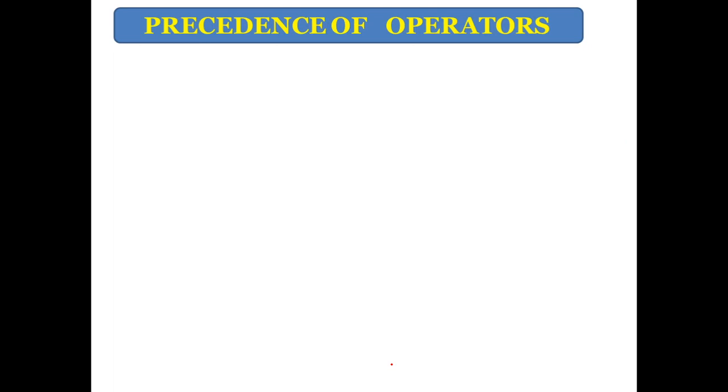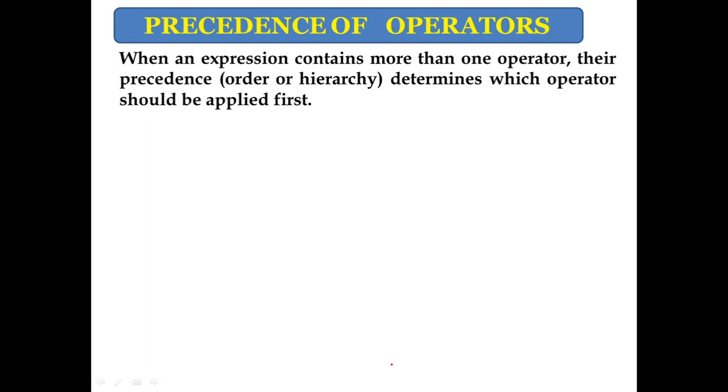Precedence of operators. This is a very, very interesting topic. When an expression contains two or more operators, various types of operators, it follows certain rules, a certain hierarchy. This is known as precedence of operators. Let's check.